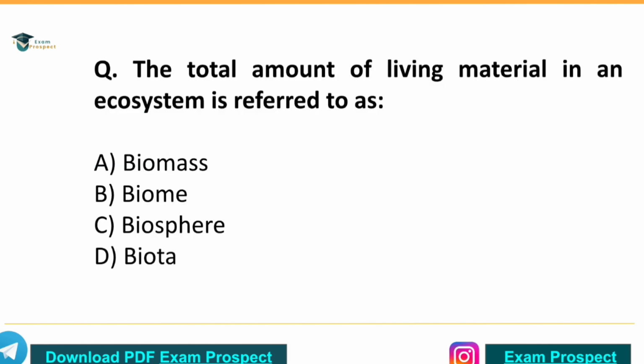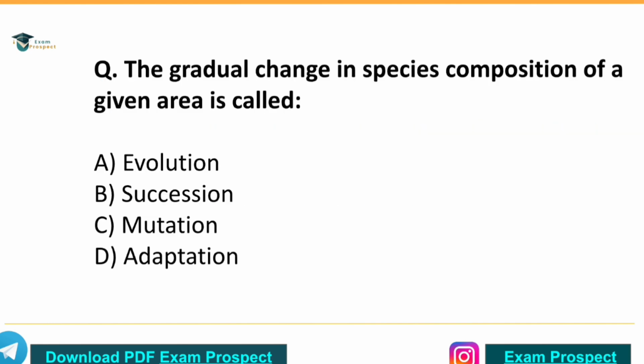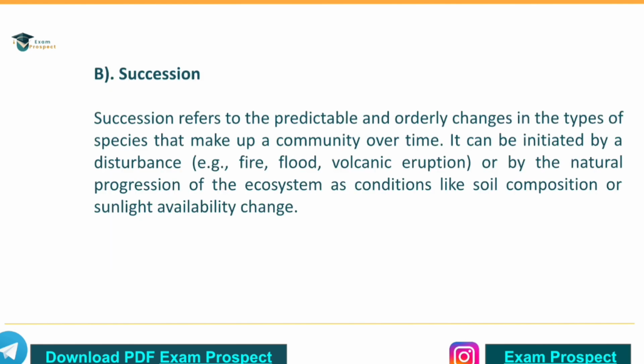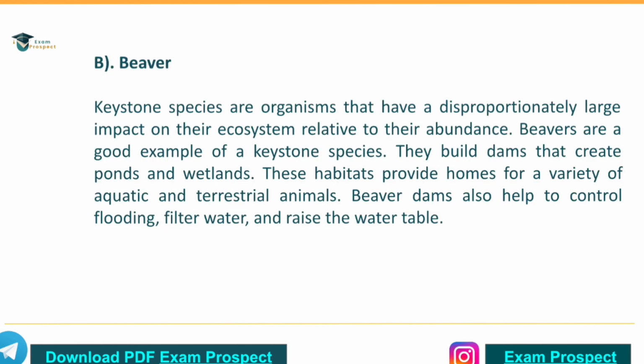Next question, the total amount of living material in an ecosystem is referred to as? Correct answer is option A, biomass. Next question, the gradual change in species composition of a given area is called? Correct answer is option B, succession. Next question, which of the following is an example of a keystone species? Correct answer is option B, beaver.